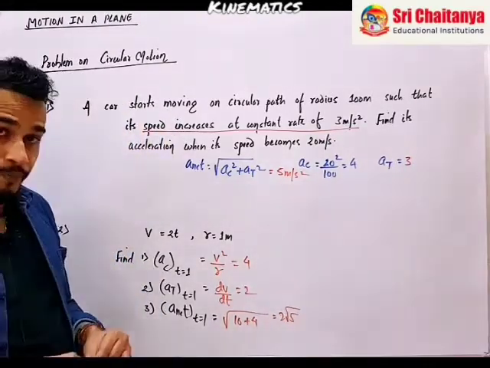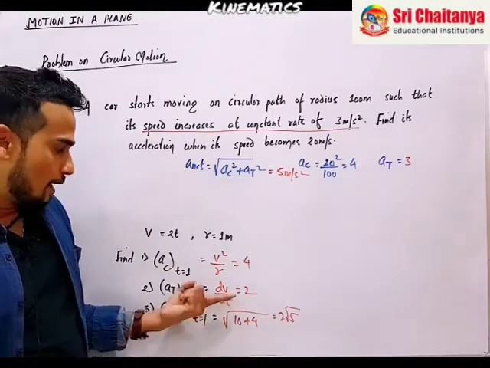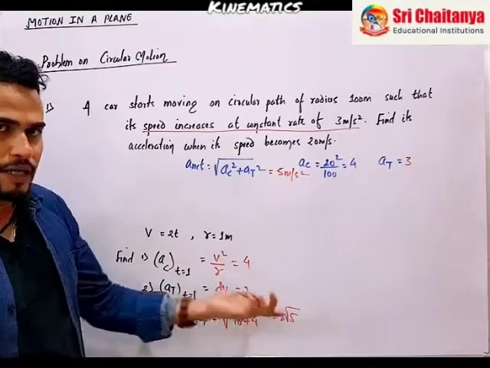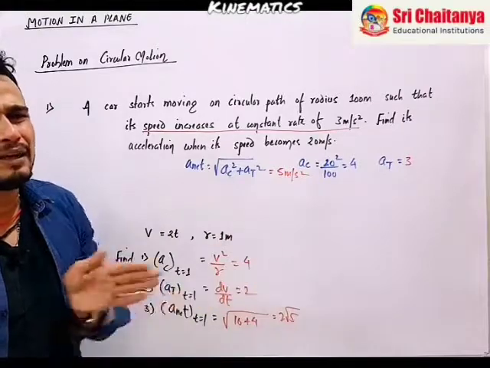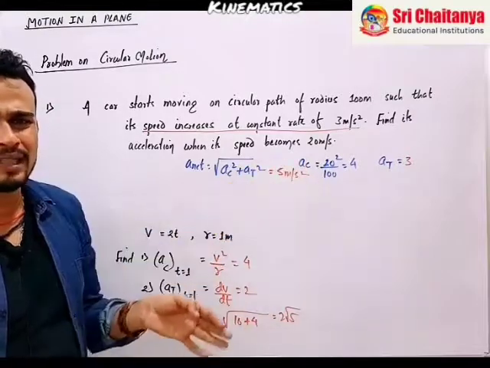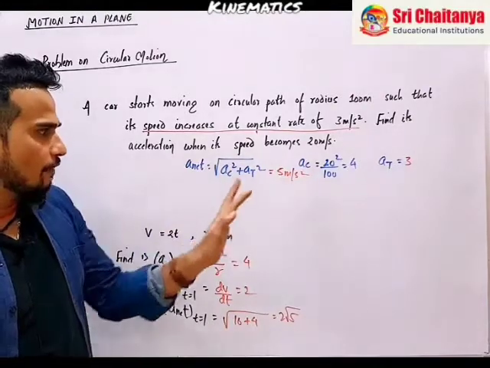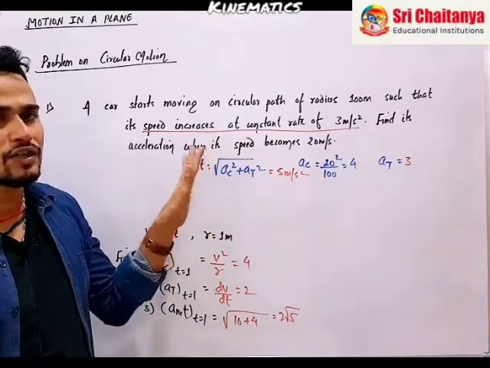Or they may ask you, find the time when AC will become equal to AT. So AT you know, AC you can find in terms of time. You can equate them to find everything. They may ask you tomorrow to find the angle with the radius, tan alpha equals AT by AC. You can calculate all those things. So everything we can do with the help of just the things we studied just now.